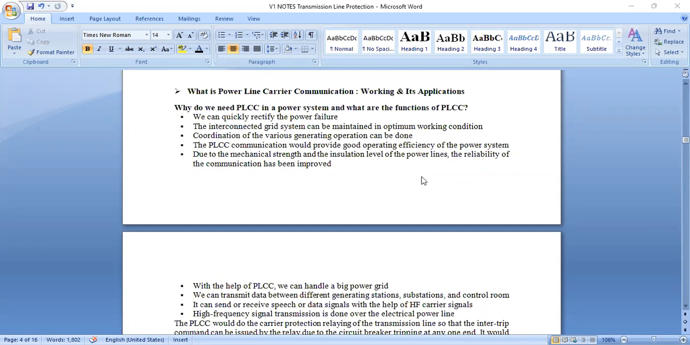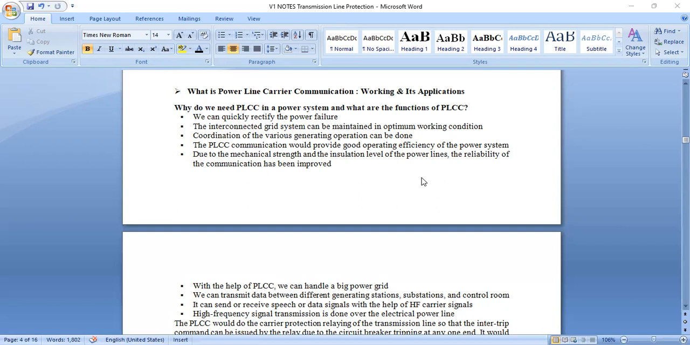Hello friends, today's topic is power line carrier communication. For this topic, some questions were asked in previous SPPU question papers. First question: draw and explain the block schematic for the carrier aided protection. Second question: draw the block diagram and explain the components of power line carrier communication. Third: what is PLCC and state its advantages.